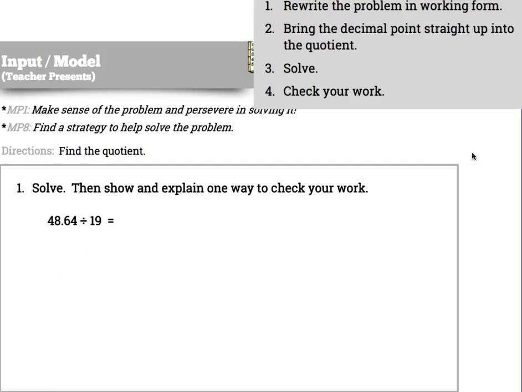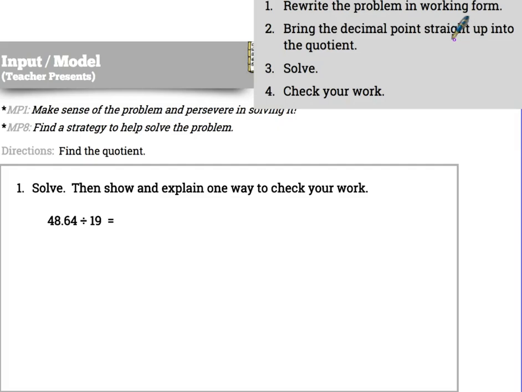Okay, this tutorial is to help you review dividing with decimals. And I've opened up a flip chart that we used during first quarter when we covered dividing with decimals. I'm just going to go through some of these examples and then have you try some on your own.